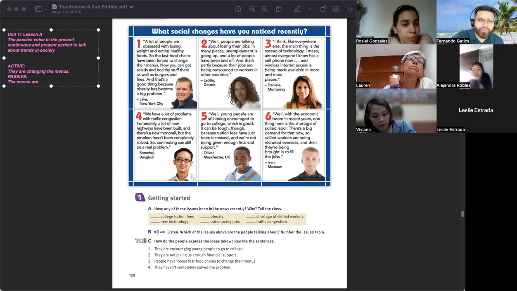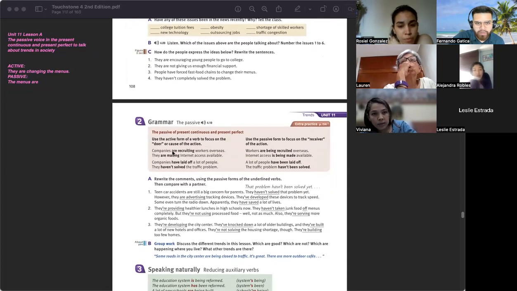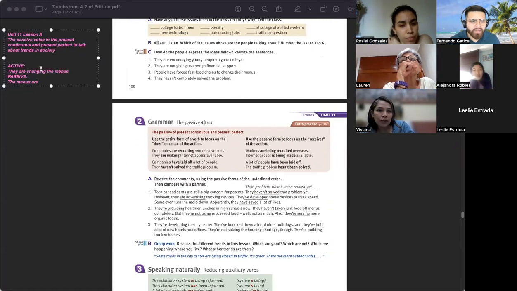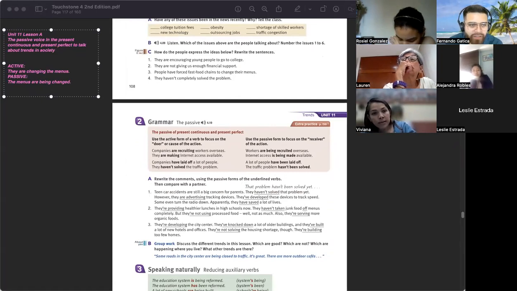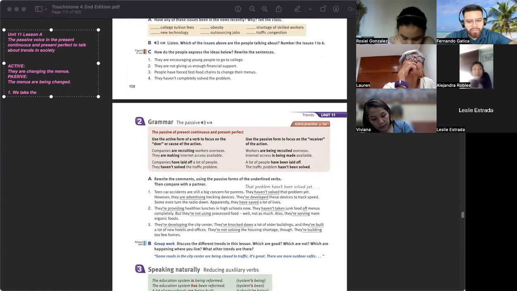Look at the examples from page No. 109. In the passive, are being changed. Changed. Good pronunciation, changed. They are changing the menus, are being changed. What happens? Well, first, we take the active object and make it the passive subject.